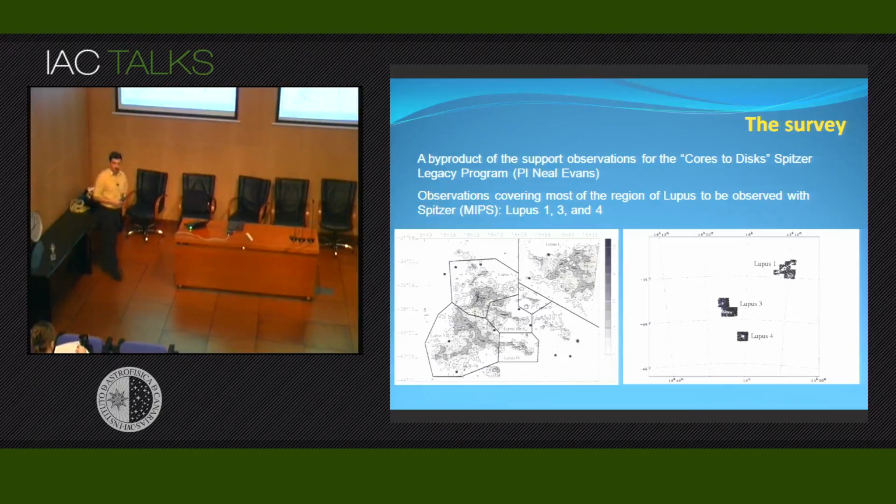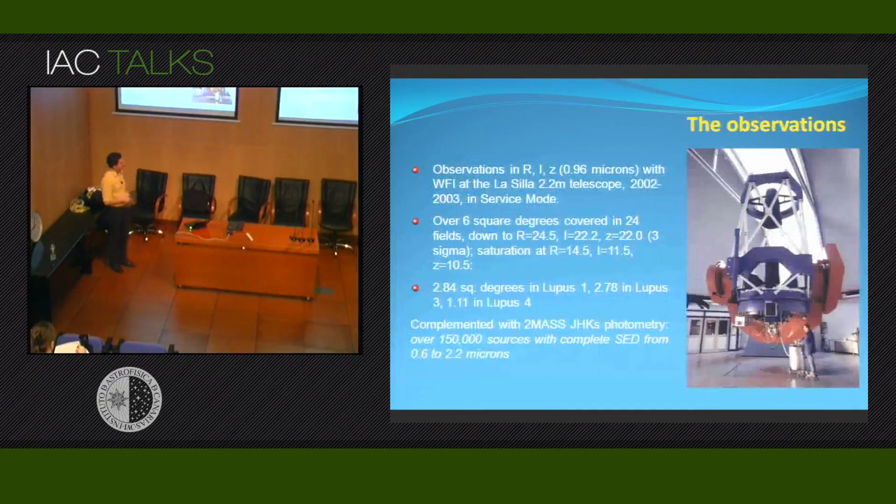Here you have a picture of the 2.2-meter telescope on La Silla with the Wide Field Imager instrument attached at the Cassegrain focus. The observations that we carried out were in the red to very near infrared, between 0.6 and 0.96 microns, RIZ band. The Z band here is not the Gunn Z band that you may be used to from Sloan, for example. It is the Z WFI band, so named because of the filter in that instrument, which is actually located at 0.965 microns. Observations were carried out in service mode during 2 observing seasons, in 2002 and 2003.